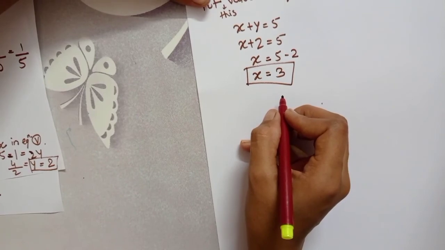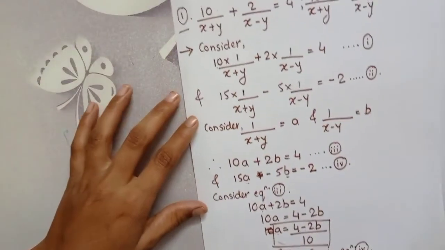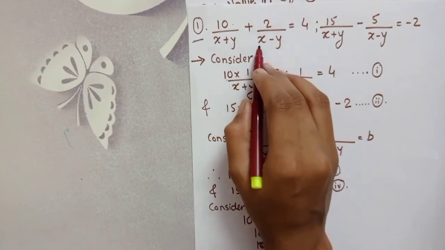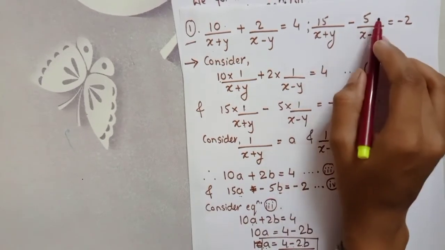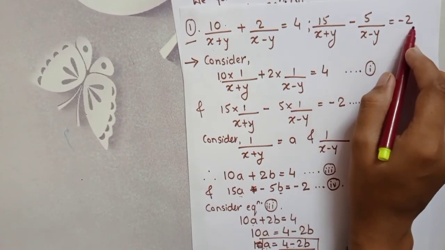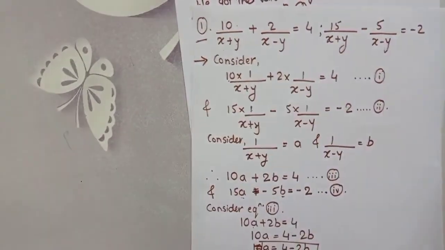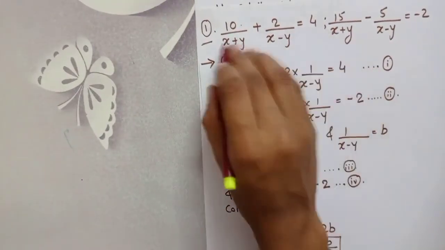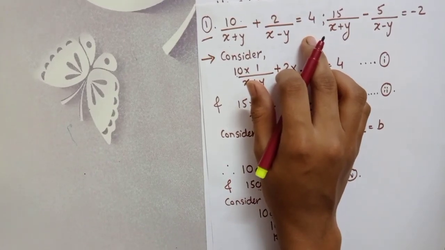We have solved the simultaneous equations of this form: 10 by x plus y plus 2 by x minus y is equal to 4, and 15 by x plus y minus 5 by x minus y is equal to minus 2. To verify whether our answer is correct, with x equal to 3 and y equal to 2, we can put these values in the equations and verify that LHS will be equal to RHS. In this way we can confirm our answer.